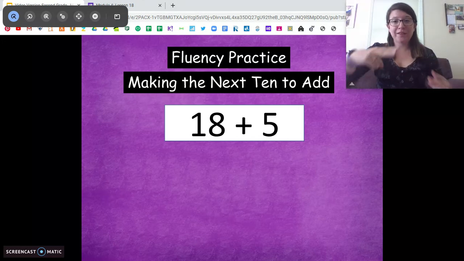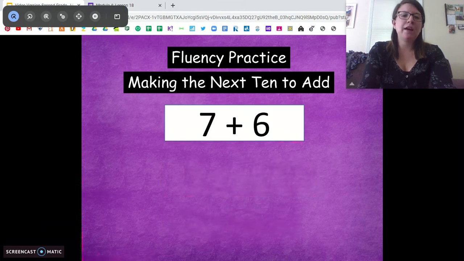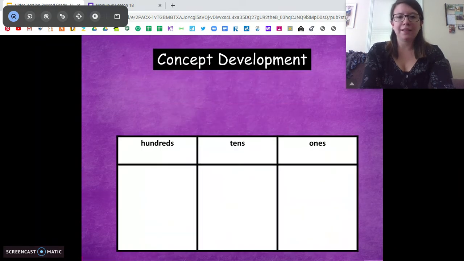So we need to add 2 and then subtract 2. So we're going to get 20 plus 3 equals 23. Good job. All right, I'm going to move on to our lesson for today.